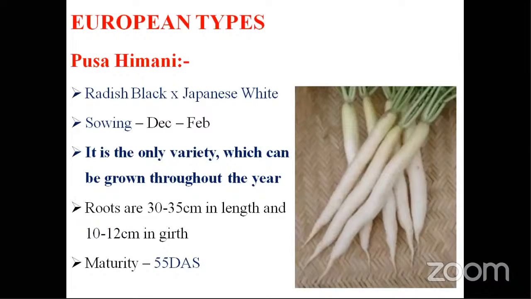Next is European types. When we come to the European types, the first one is Pusa Himani, that is radish black into Japanese white. So radish black into Japanese white, that is Pusa Himani. It is the only variety which can be grown throughout the year. So throughout the year, they say only variety, but I feel all the varieties of radish can be grown, but from an exam point of view, Pusa Himani.